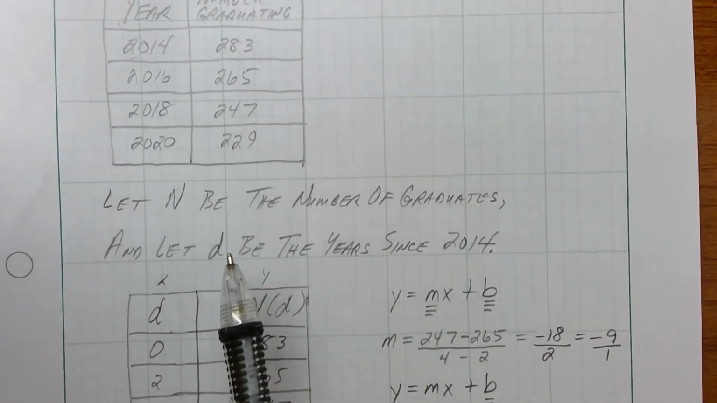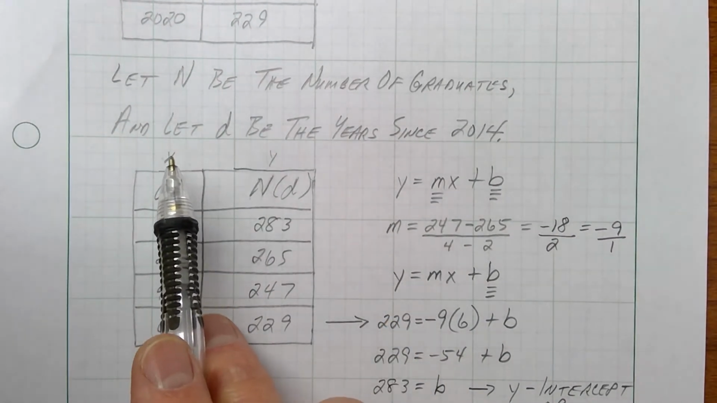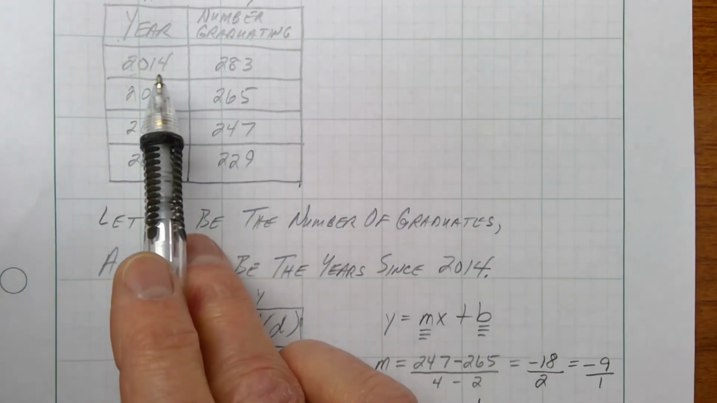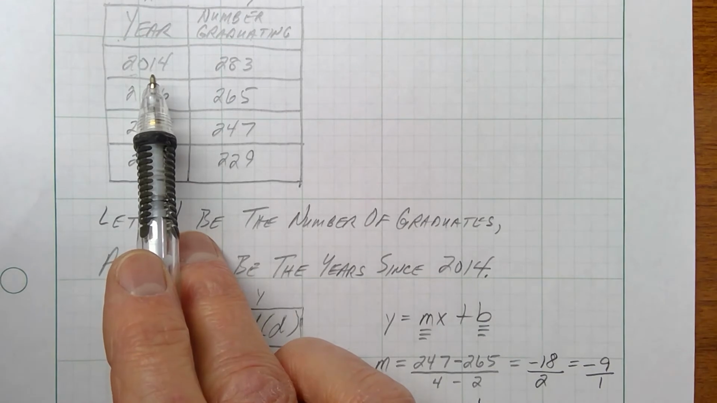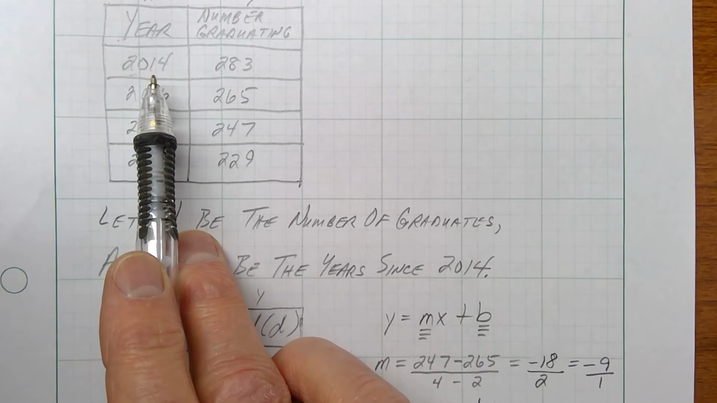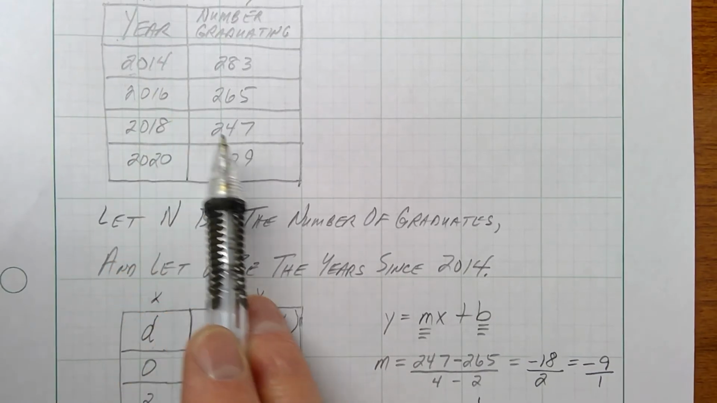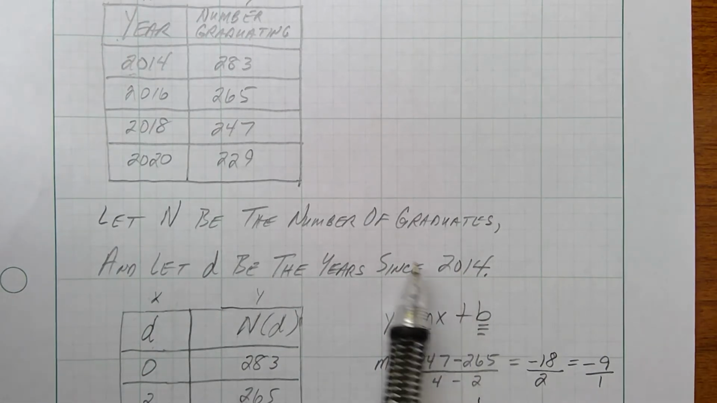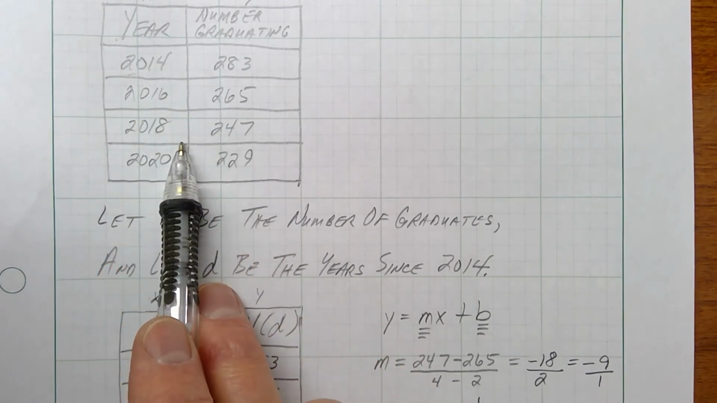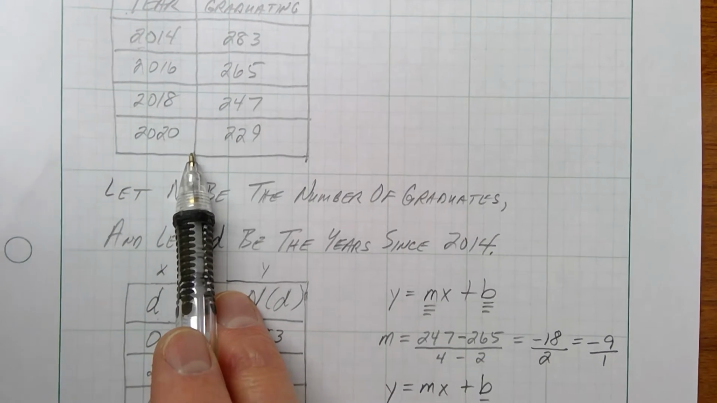So if I rewrite the table now using this information, they're saying I want D to be the years since 2014. Well, look up here. How many years is 2014 since 2014? That's going to be a 0. That's the initial value we're talking about. 2016, we can just subtract 2016 minus 2014. That's 2 years later. 2018 minus 2014, that's 4 years later. And 2020 minus 2014, that's 6 years later.